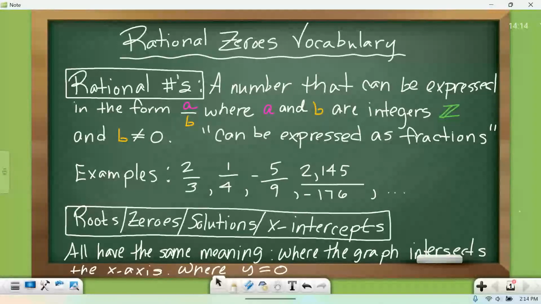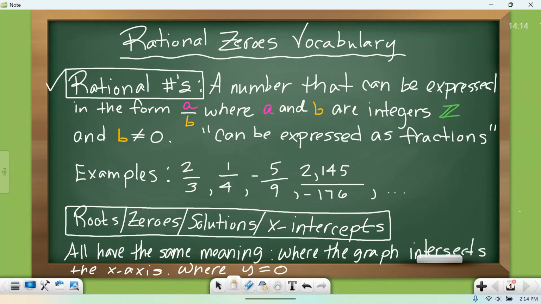We're going to talk about the rational roots or rational zeros theorem. So in order to do this, I wanted to first review some vocabulary. If you look at the vocabulary that's listed here, you'll see the first thing is your rational numbers.